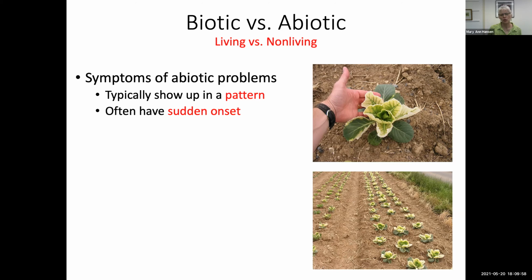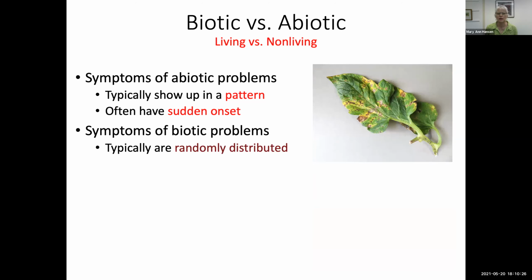The other clue about abiotic problems is that they often have sudden onset. So often many of these abiotic problems are episodic in nature. They relate to something that was applied or a weather condition that happened at one point in time. And then you see the symptoms. And then after that, you don't see any new symptoms or spread. So those are a couple of tips for figuring out whether you've got an abiotic problem or not.